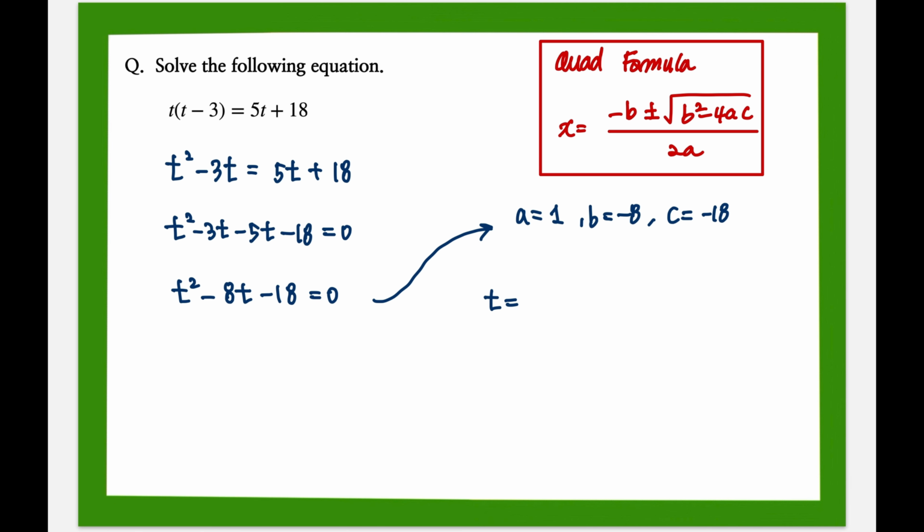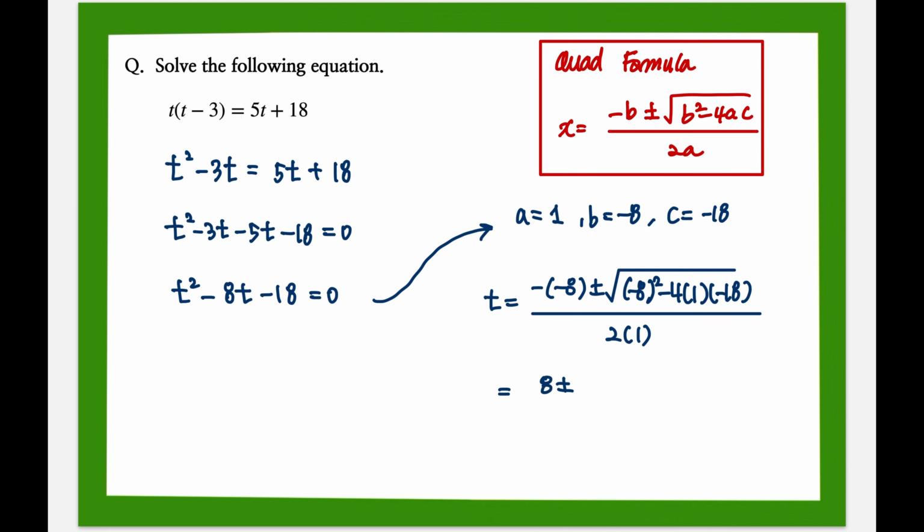So t equals minus minus 8 plus or minus root minus 8 squared minus 4 times 1 times minus 18 over 2 times 1. Let's try to simplify more: 8 plus or minus root 64 plus 72 over 2. Simplify more, then we get 8 plus or minus root 136 over 2.